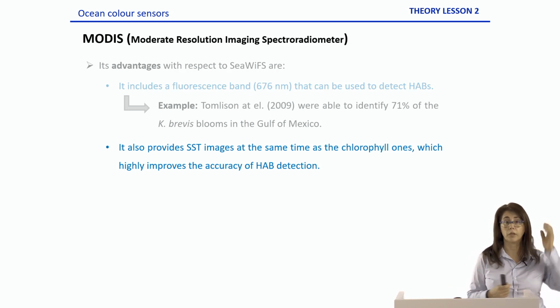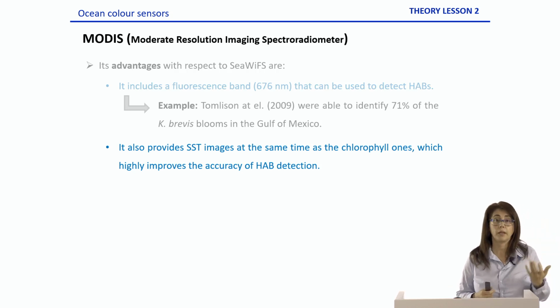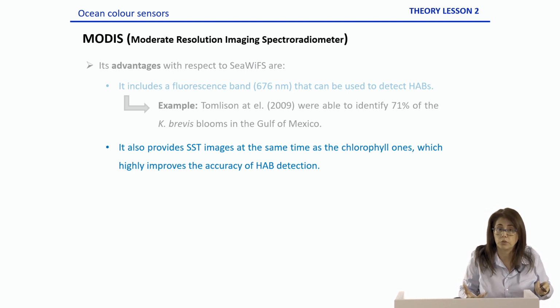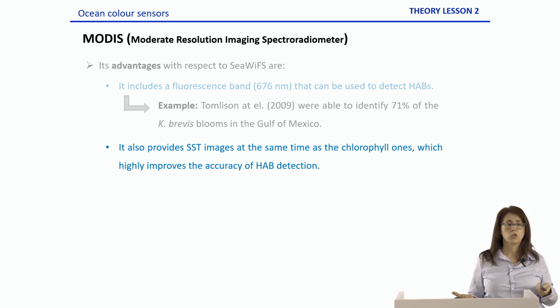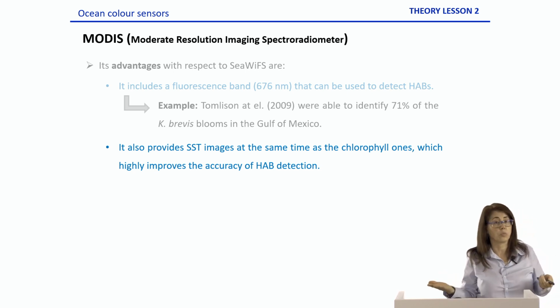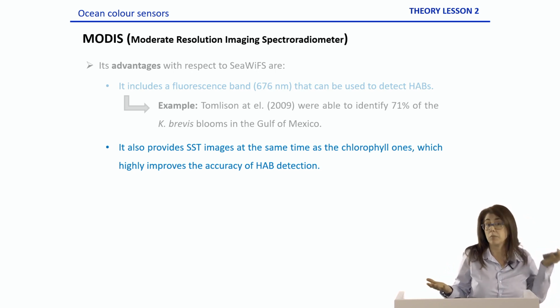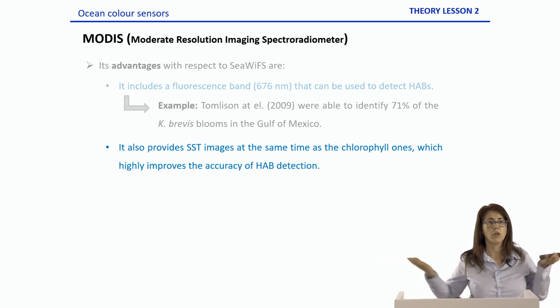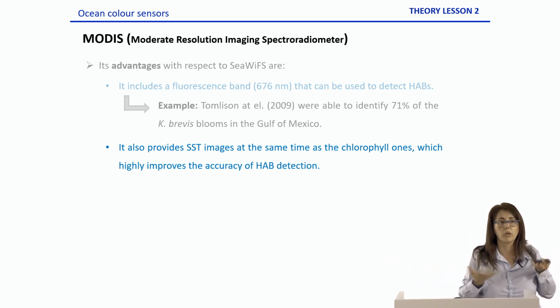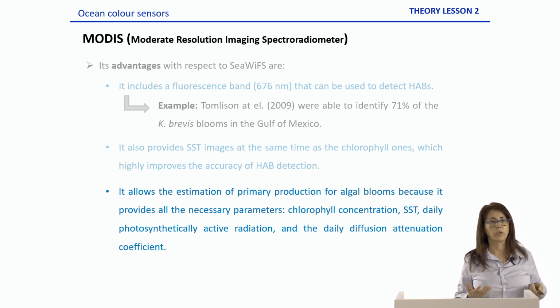If you remember, some HABs prefer warmer water, like, for example, cyanobacteria. So if we can have sea surface temperature water images at the same time as chlorophyll images, we have a better indicator of the possible presence of a HAB. Okay. It also allows the estimation of primary production for algae blooms because it provides all the necessary parameters.